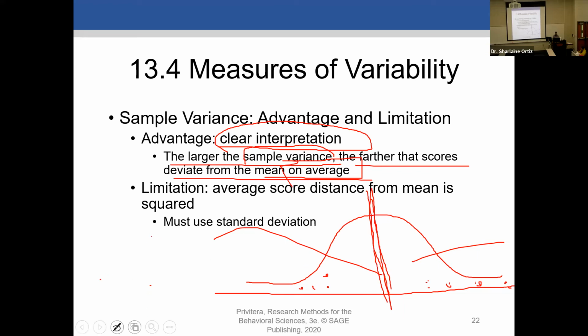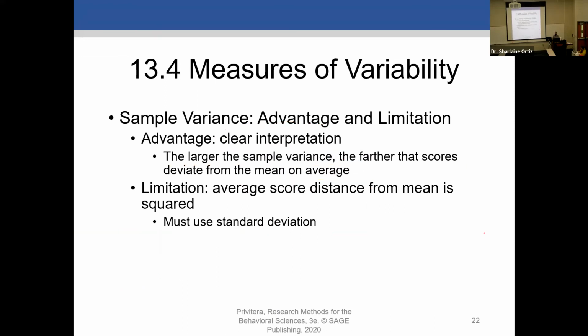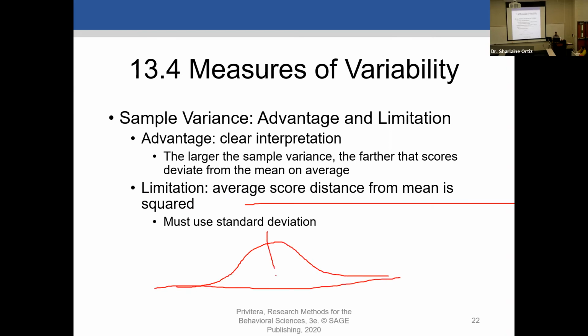Now, the concern with that is that the average score distance from the mean is squared. When we have something that is squared, our standard deviation, and we will cover that too, is not represented in a square fashion. So that means we have to conduct further calculations to find out the standard deviation.